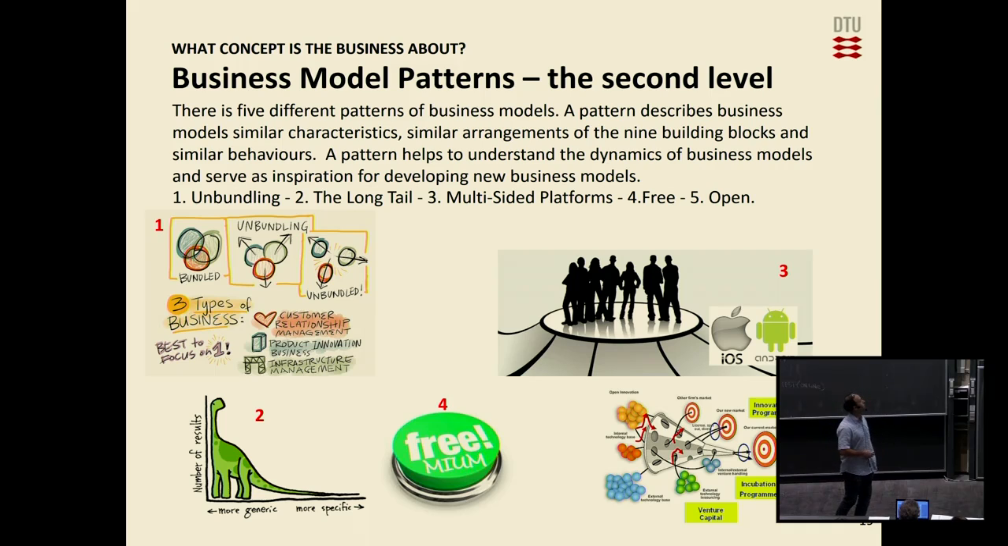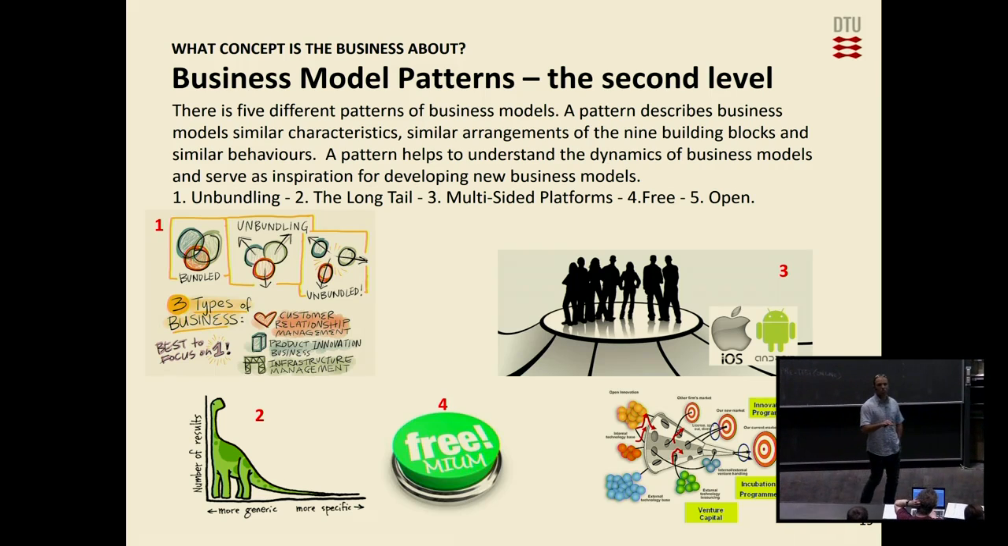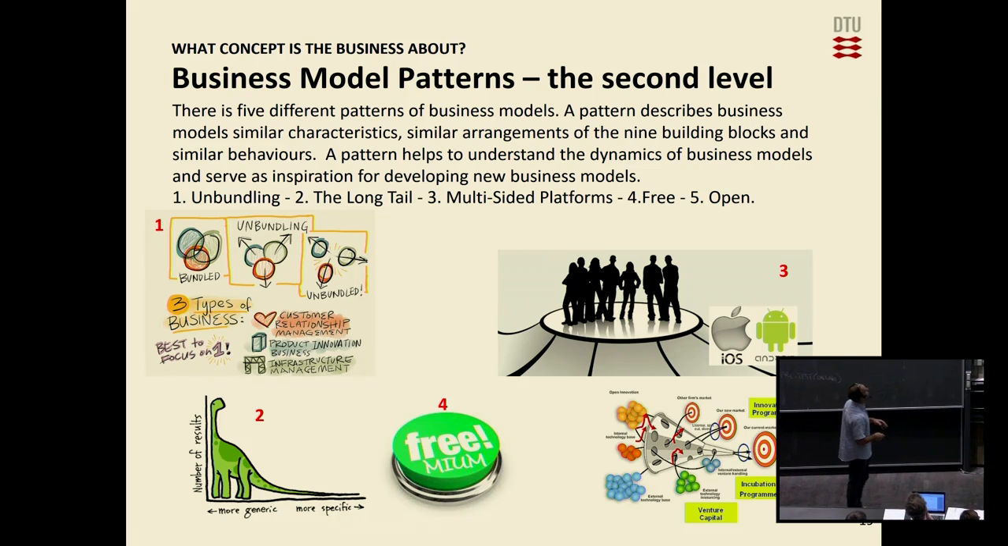And in this, about the business model, we distinguish between 5 types of business model patterns. One is unbundling. The idea of unbundling is that sometimes we have businesses which are basically 3 different businesses tied into one. So there's customer relationship management, there's product innovation, and there's infrastructure management.